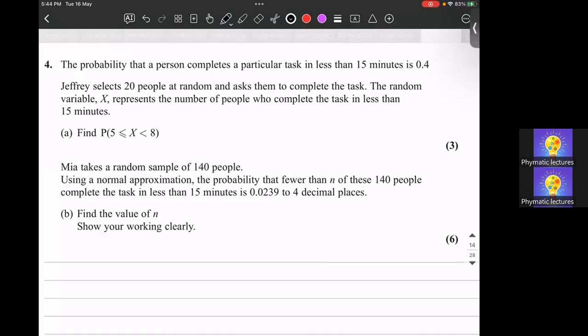Anyway, it's a clear case of binomial distribution. Yes, so we have a random variable x. How is this random variable x distributed? We will first of all define x. What is x? Number of people who complete the task in less than 15 minutes.